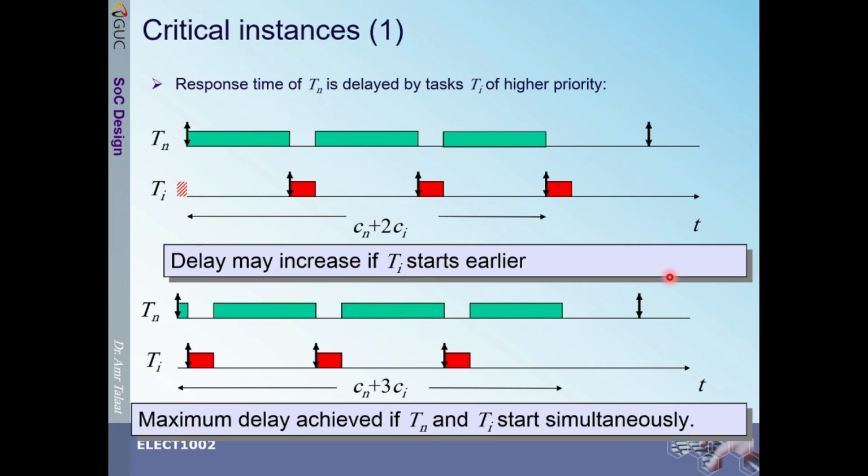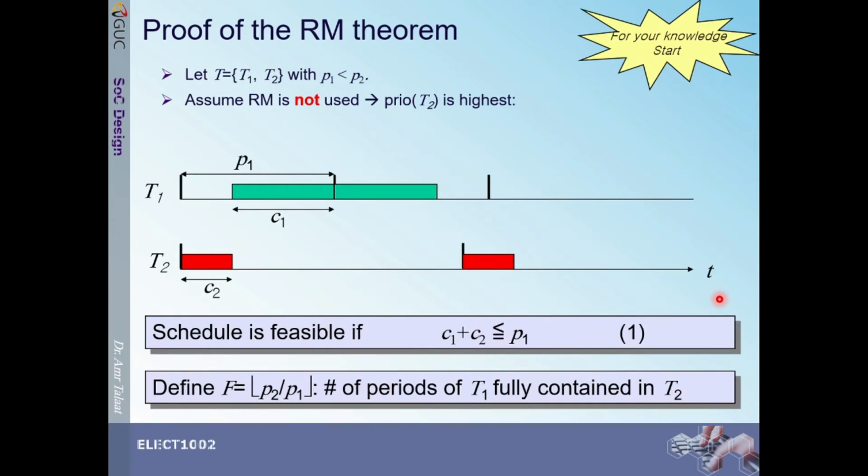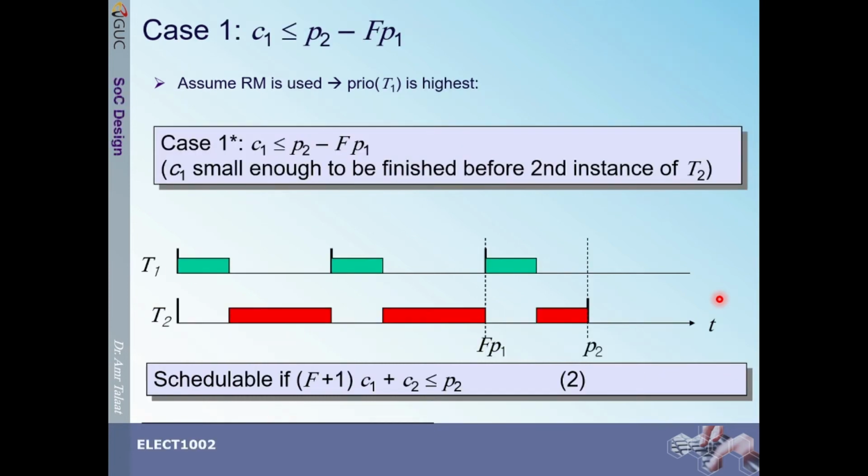What we'll do now is go to prove how critical tasks are important. Think about this: if Ti is delayed than Tn, we don't have a problem with this. But if Ti and Ti plus 1 and Ti plus 2 and so on start together, then you might fail to execute such a task. There is a complete proof of the RM theorem here. I'm not going to go through this proof, it's just for your knowledge only.